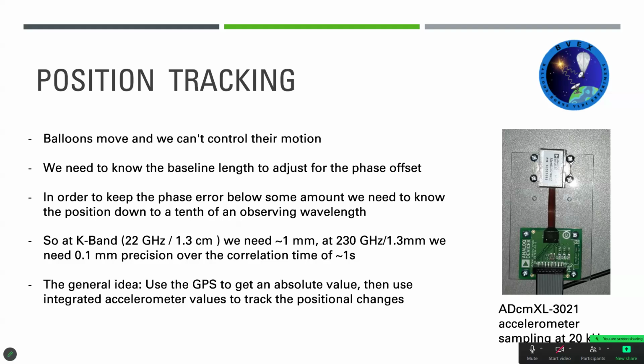So we have to track that position somehow, and our requirement is that we need to know the position down to a millimeter. That's like knowing the balloon is here, or just a tiny bit over. If we were to do this at 1.3 millimeters, it would be 0.1 of a millimeter. That's tiny. Fortunately, there are a lot of good accelerometers on the market that can track very small scale motion, and we'll be using those together with our GPS units.